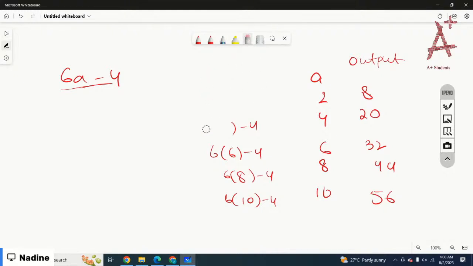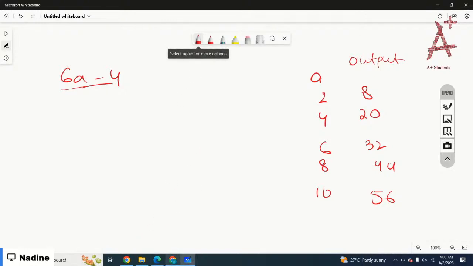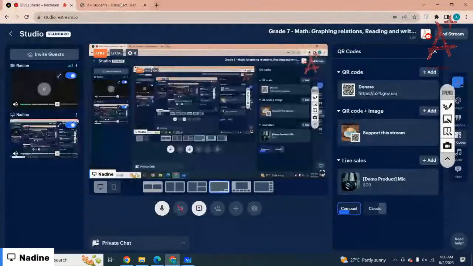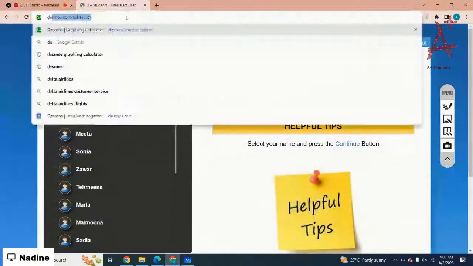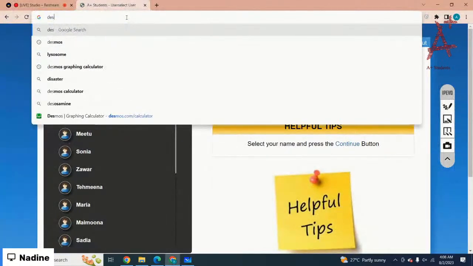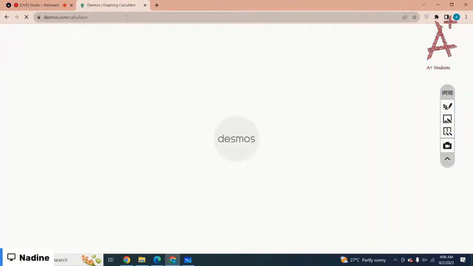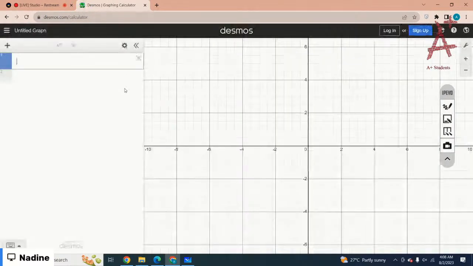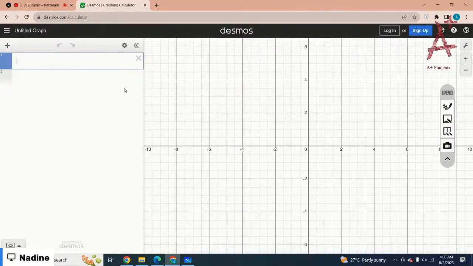Let me just use a graphing tool and explain how you make the graph. The only graphing tool I know is Desmos. I don't know which online graphing tool you have knowledge about. You can use any. Okay, here is the graphing tool. Let's just plot the points on the graph.